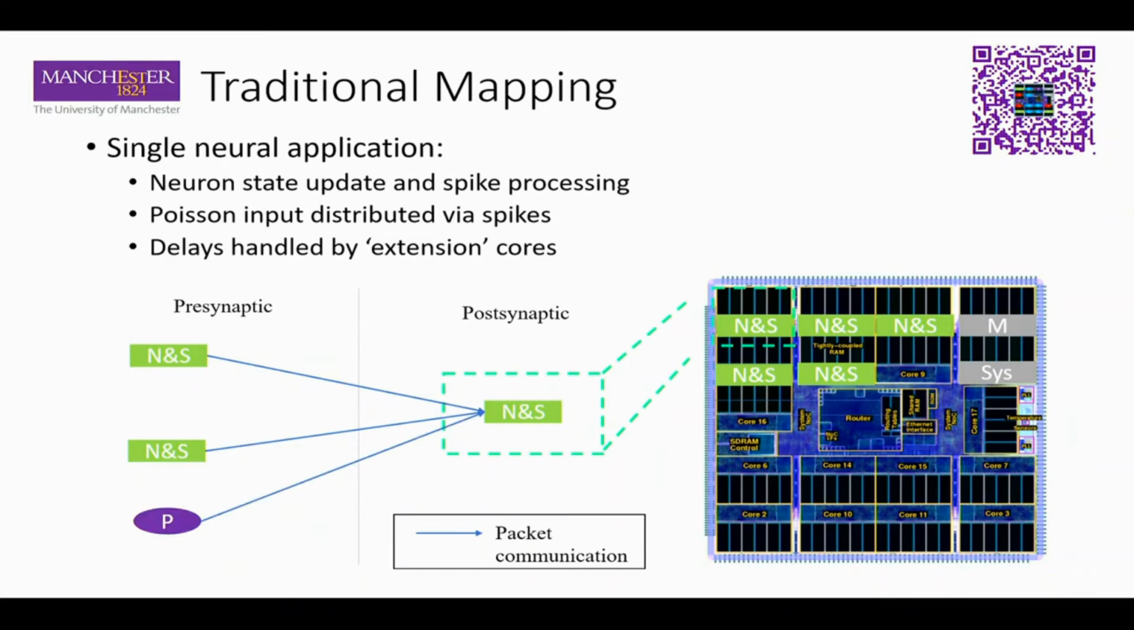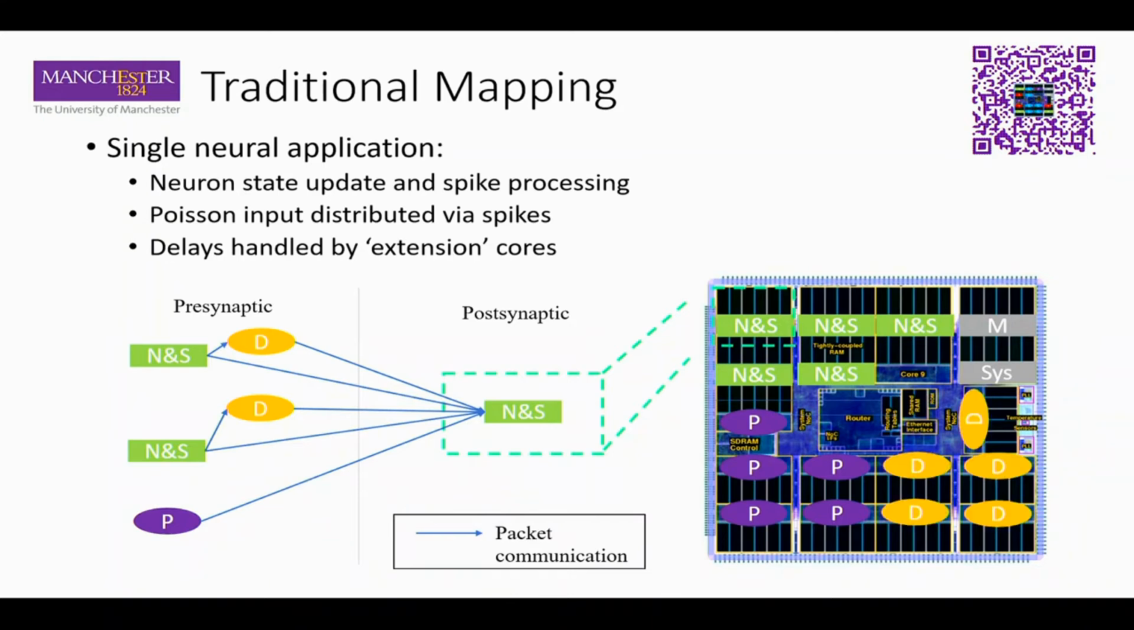If you want any Poisson input or anything like that, those kinds of inputs will be communicated via spikes. And even more, if you sometimes want synaptic delays that are not currently supported by the tools, you will also get these kinds of delay cores that just act as buffers and resend spikes when needed.